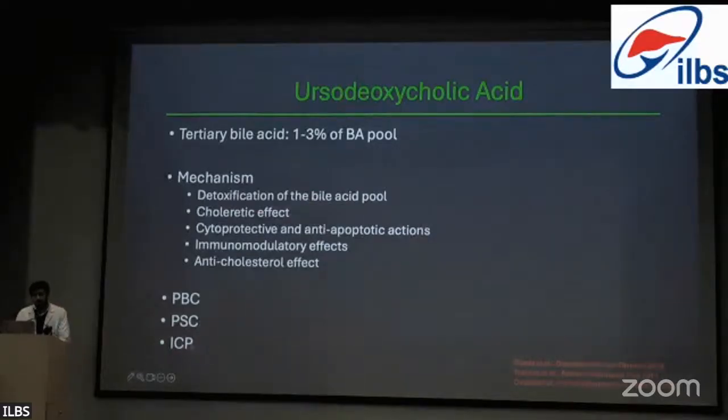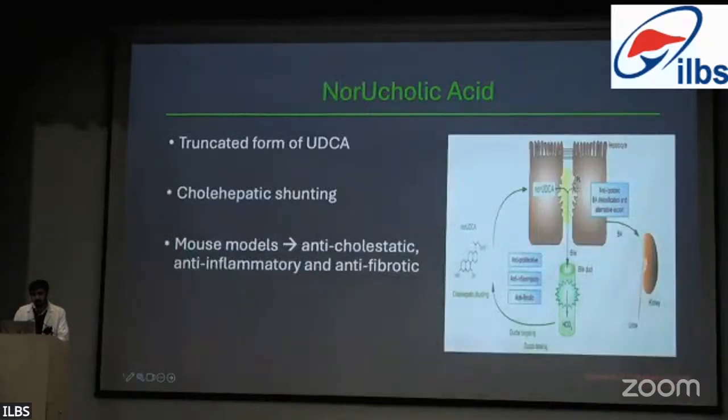Apart from that, you have the intrahepatic cholestasis of pregnancy. Now, UDCA in ICP has shown better survival of the fetus and improved symptoms, that is reduced pruritus. When we talk about norucholic acid, this was previously called NorUDCA. This is actually a truncated form of UDCA, which lacks a methyl group. Because of this, norUDCA is resistant to conjugation, and this ultimately undergoes multiple cycles of cholehepatic shunting.